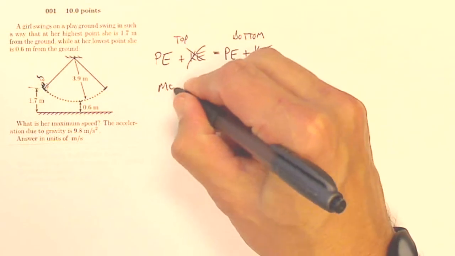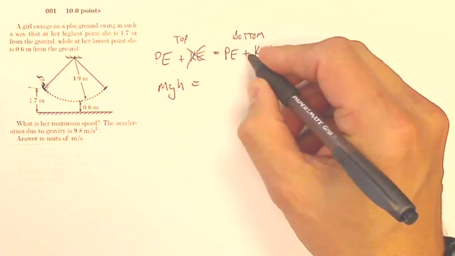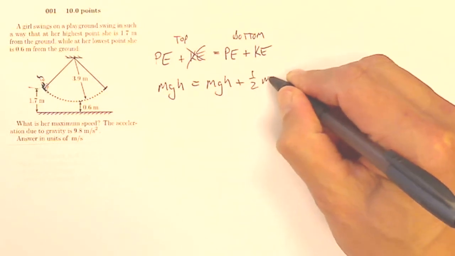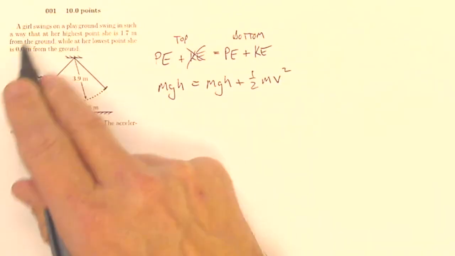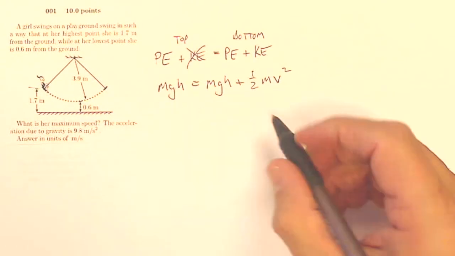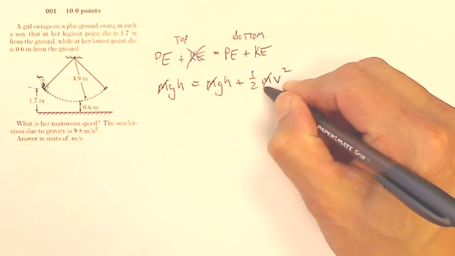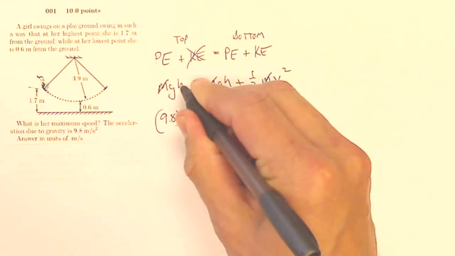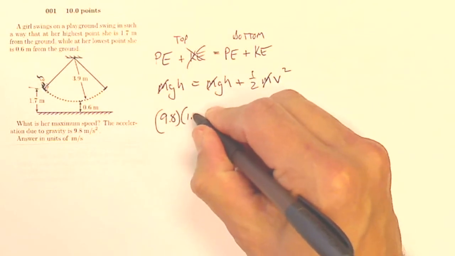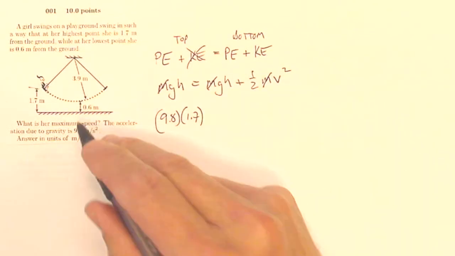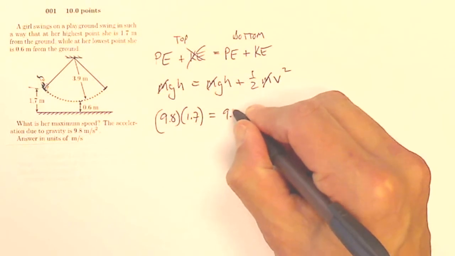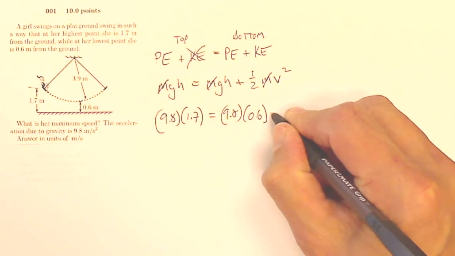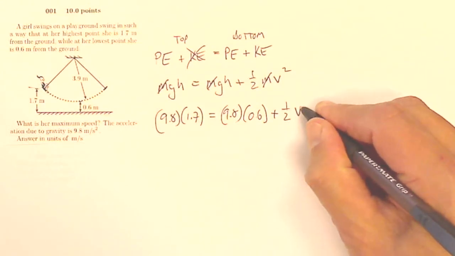So here I've got mgh equals her potential energy at the bottom, mgh, plus her kinetic energy, 1/2 mv squared. They don't give you the mass of the girl, but you don't need it because you've got mass in each one of these terms. So mass cancels out. So you've got gh up here, so that's going to be 9.8 times her height up top, 1.7 meters, equals gh here, so that's going to be 9.8 times the height there, 0.6 meters, plus 1/2 of v squared.